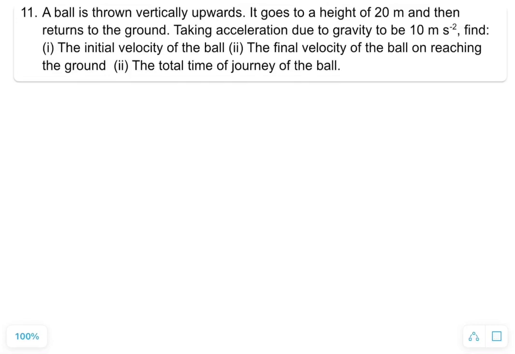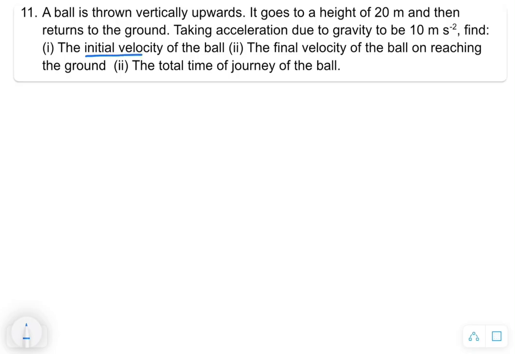A ball is thrown vertically upwards. It goes to a height of 20 meters and then returns to the ground, taking acceleration due to gravity to be 10 meters per second square. Find the initial velocity of the ball, the final velocity of the ball on reaching the ground, and the total time of journey of the ball.